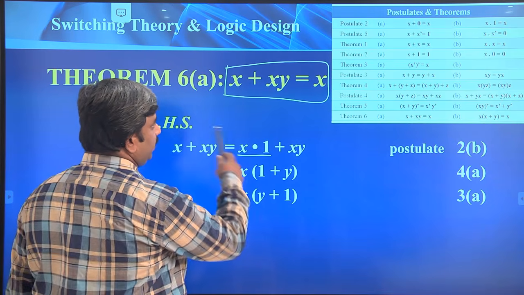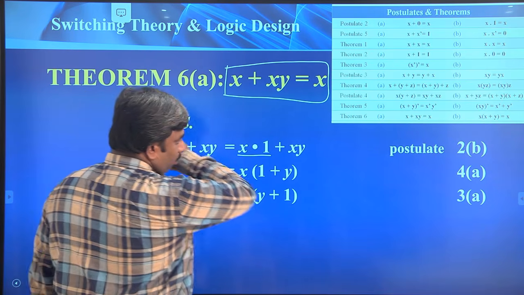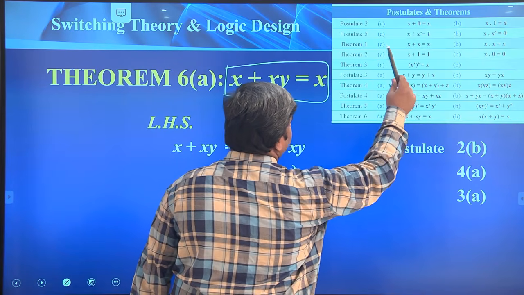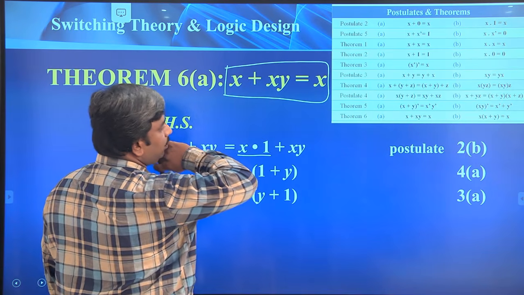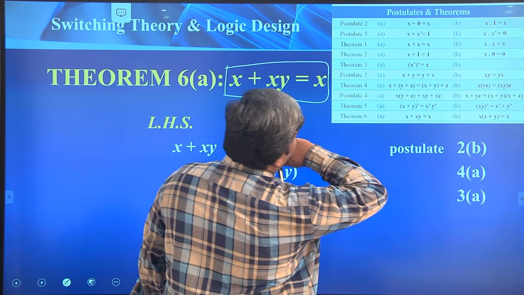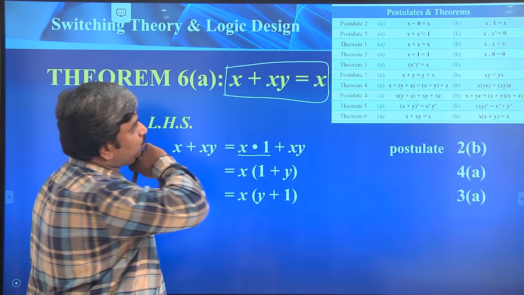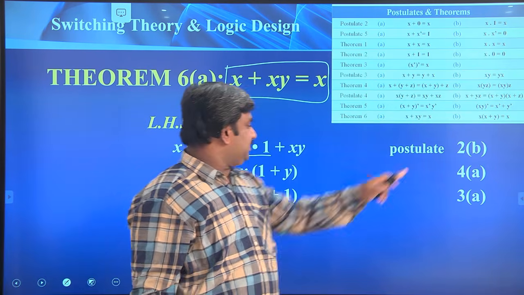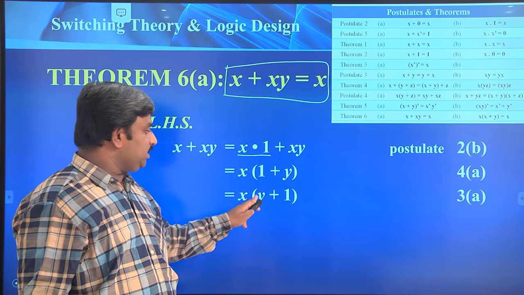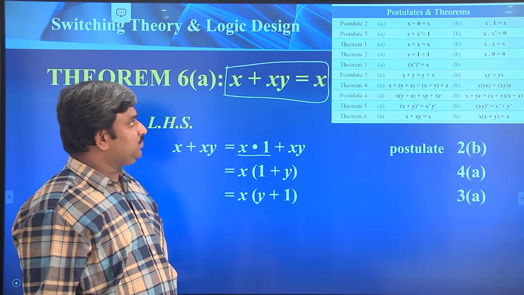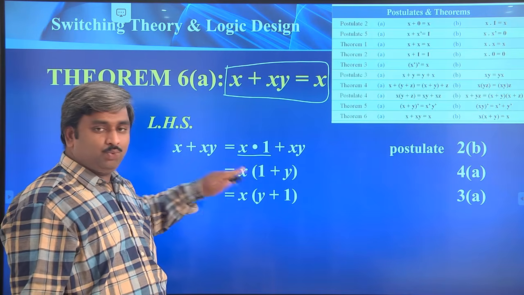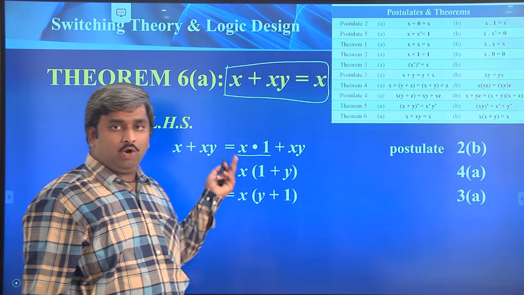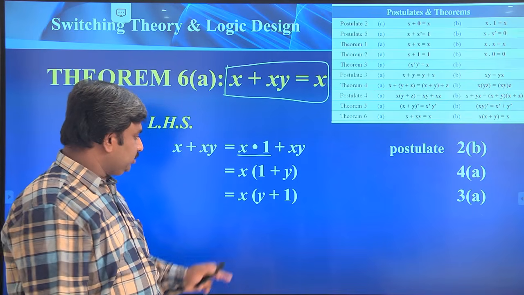From postulate 3a, x plus y is equal to y plus x. See here, x plus y is equal to y plus x. 1 plus y I am writing as y plus 1. Whatever it may be is not a big problem. Why? Because based on the commutative law, we can represent it like this.